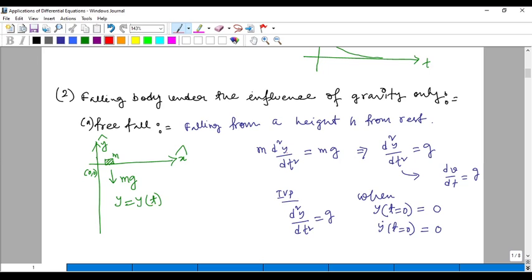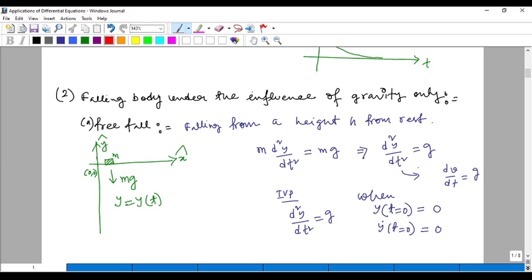So this mass into acceleration is the force due to inertia of this mass m, which is equal to the force due to gravity, that is mg. So from this equation of motion, we can write d2y/dt2 is equal to g. Now it is a second order differential equation.